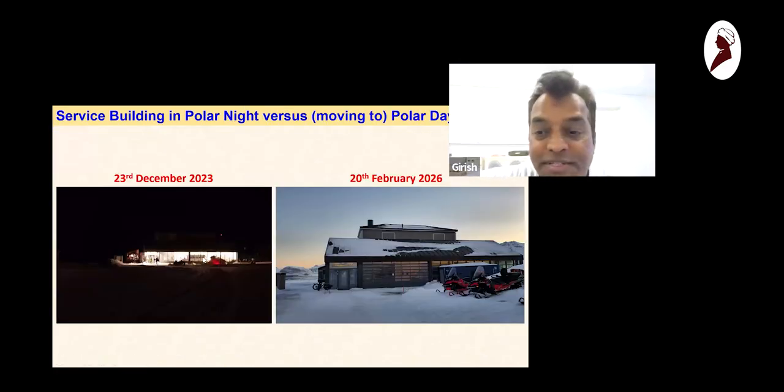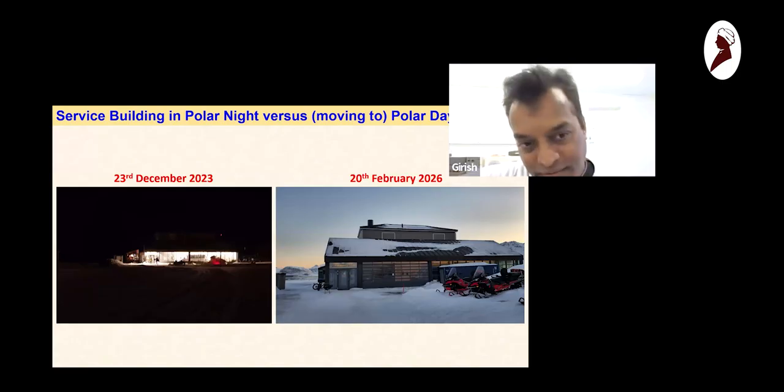And the service building, I told you, is a very important place. This is where all the people who are staying in Olsen assemble at fixed times for food and for social events. This is how I saw the service building on the 23rd during the previous visit, and this is the way I saw it during my present visit.